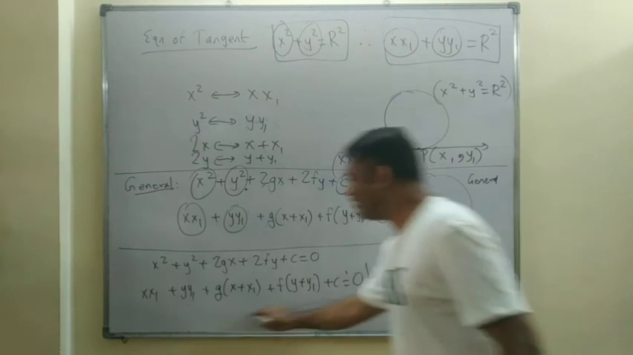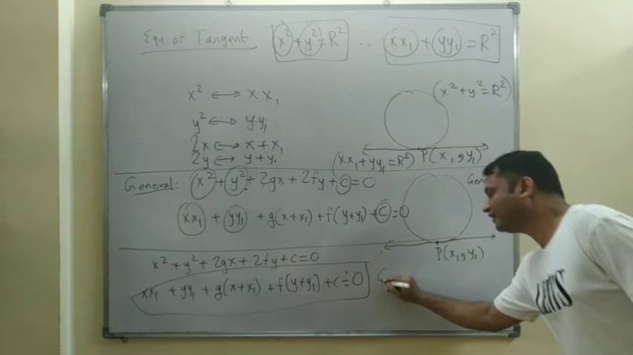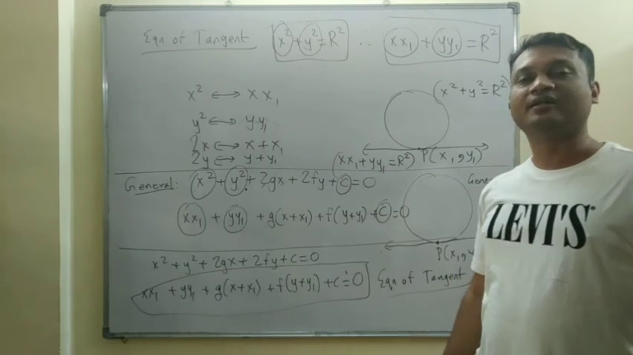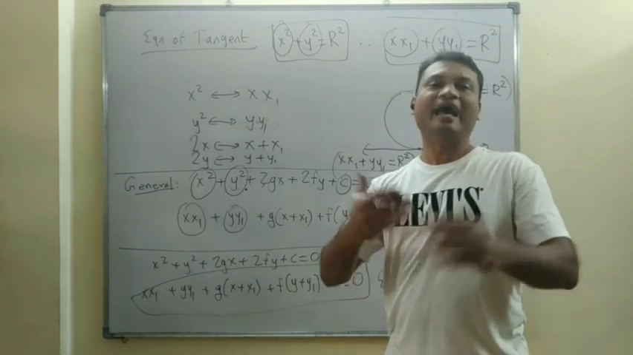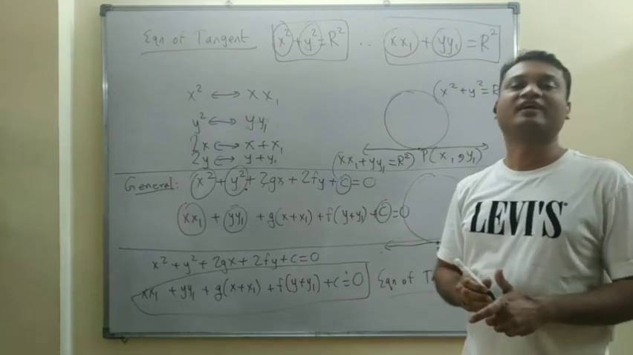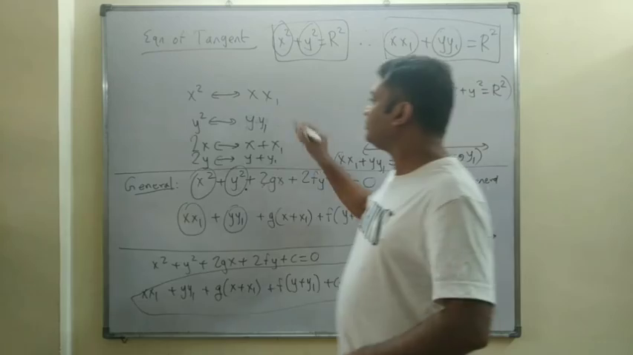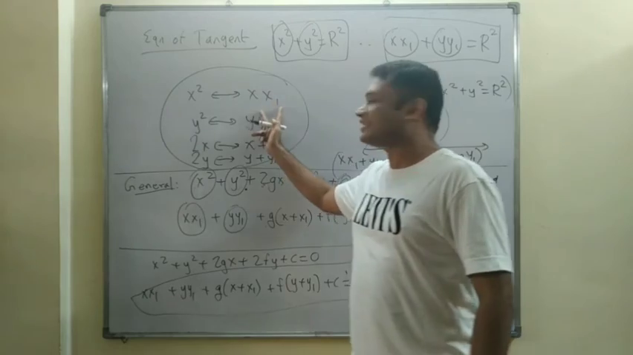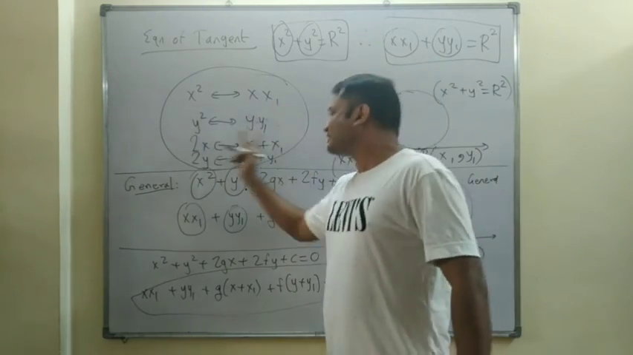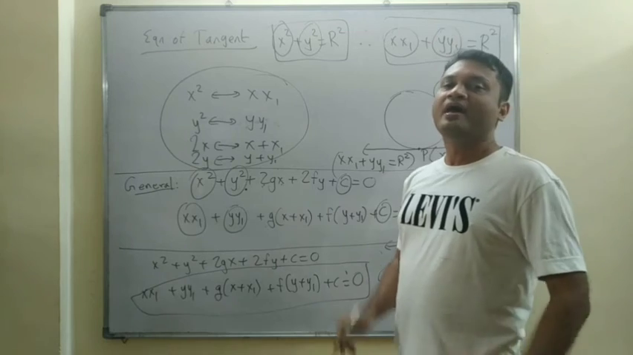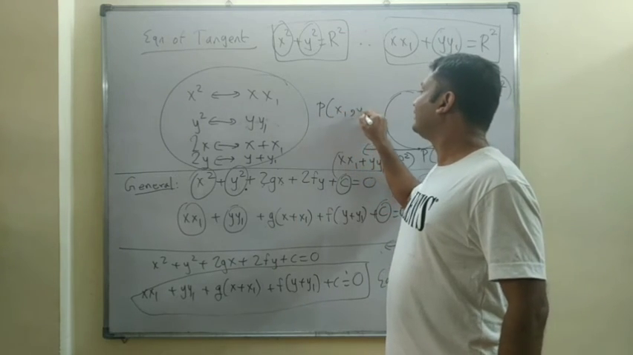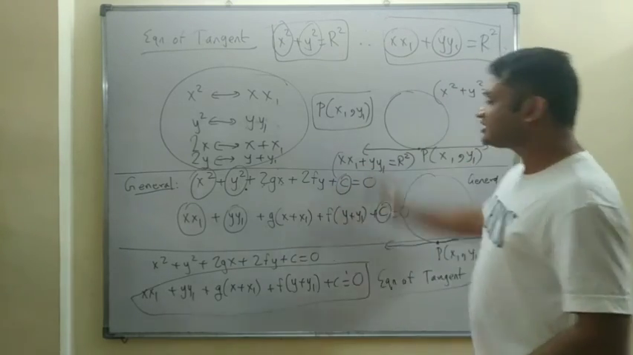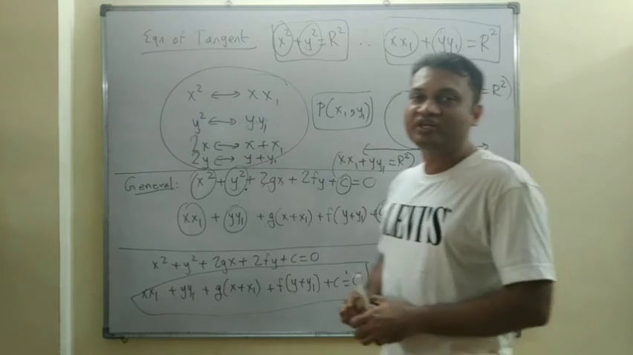So this is the general way to get the equation of tangent to a general equation of circle. We can do the derivation exactly as we performed for the standard equation of circle. So this result of substitution we have to remember. What are the substitutions which we need to do? We have to write x square as x x1, y square as y y1, 2x as x plus x1, 2y as y plus y1, where x1 comma y1 is the point at which we have to find the tangent for that circle.